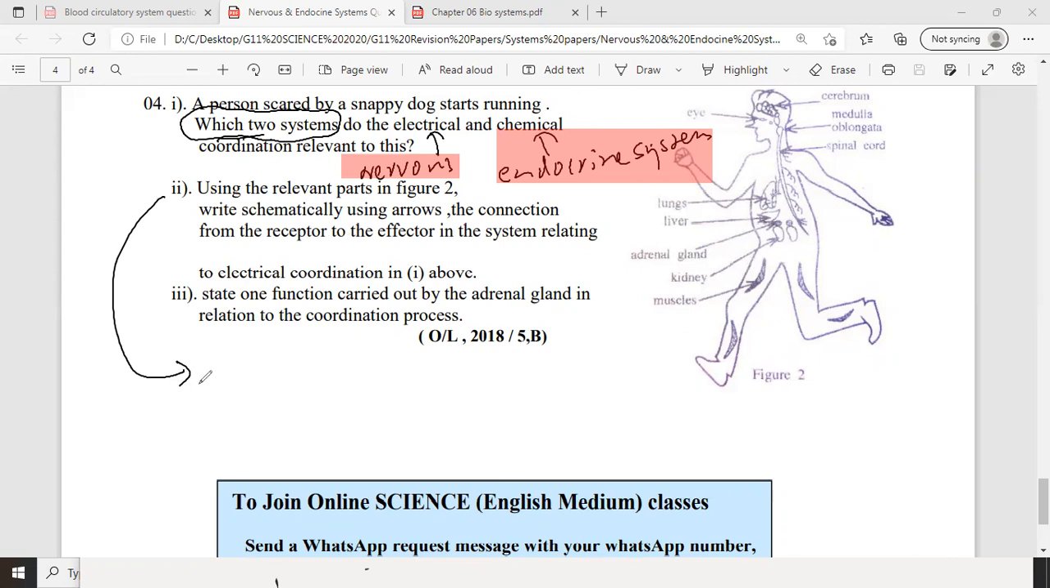Your eyes. Receptor, your eyes. After that, it goes to the cerebrum. Remember, your eyes are under the control of what? Your eyes are under the control of the largest part of your brain, the cerebrum. All these sensory organs are under the control of the cerebrum: your tongue, your skin, your eyes, your ears, and your nose. They are all under the control of the cerebrum, the largest part of your brain.